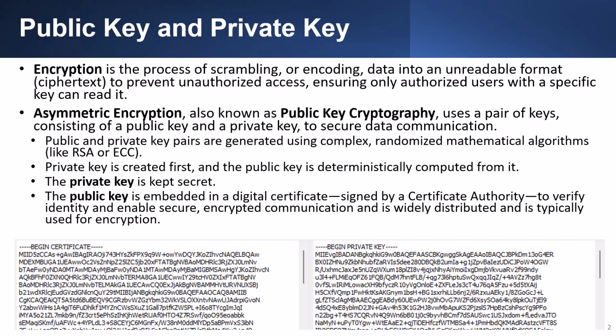Public and private key pairs are generated using complex randomized mathematical algorithms like RSA or ECC. The private key is created first, and the public key is deterministically computed from it. The private key is kept secret. The public key is embedded in a digital certificate signed by a certificate authority to verify identity and enable secure encrypted communications, and is widely distributed and typically used for encryption.